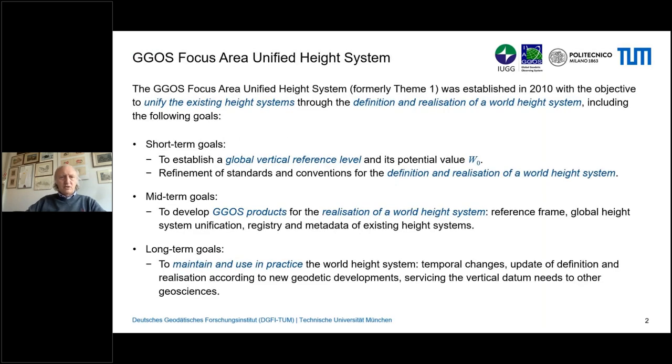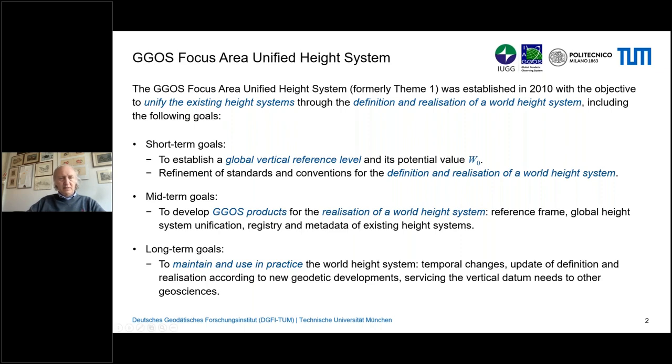Okay, so this is what she planned to discuss. So there are short-term goals, mid-term goals, and long-term goals, as stated here, in the establishment of the unified height system. And when I'm talking about that, I'm talking about, obviously, the physical height system, which is the one that we are dealing with.